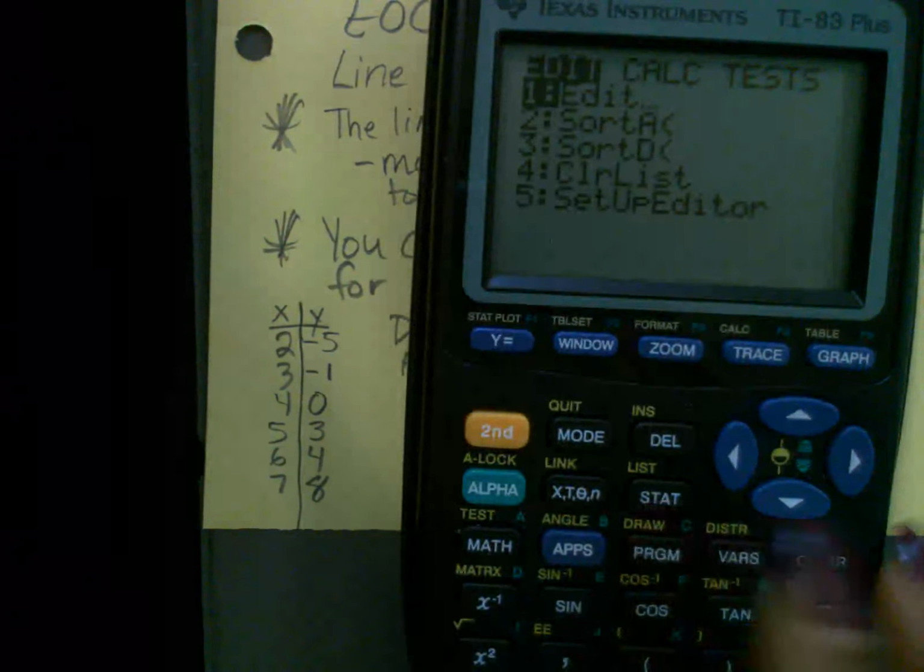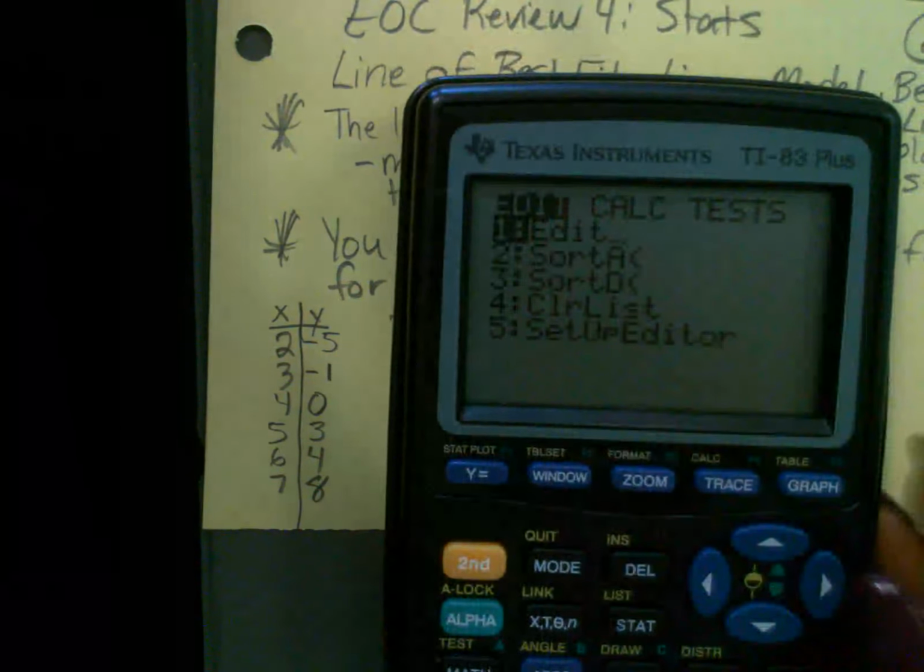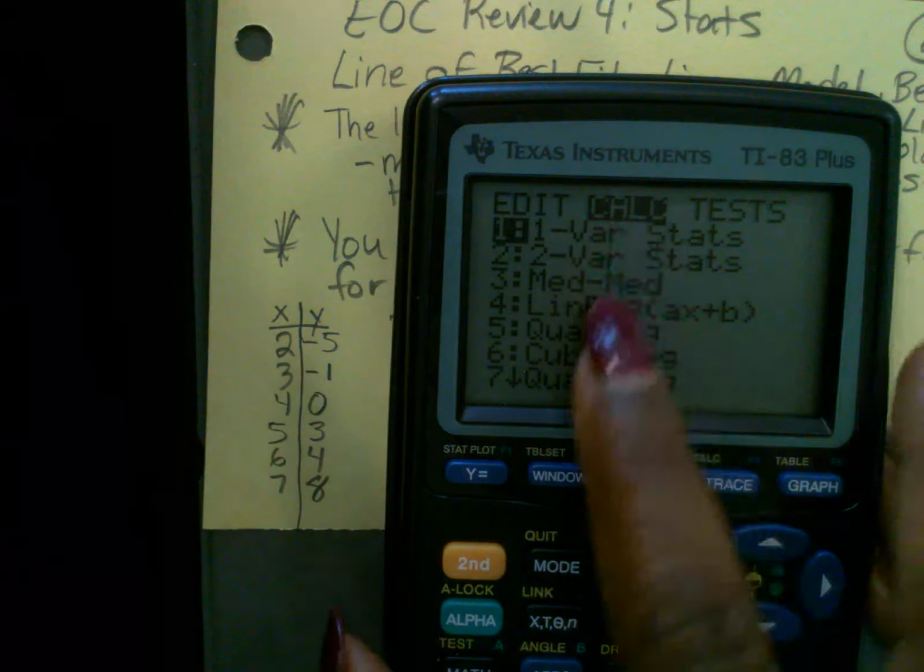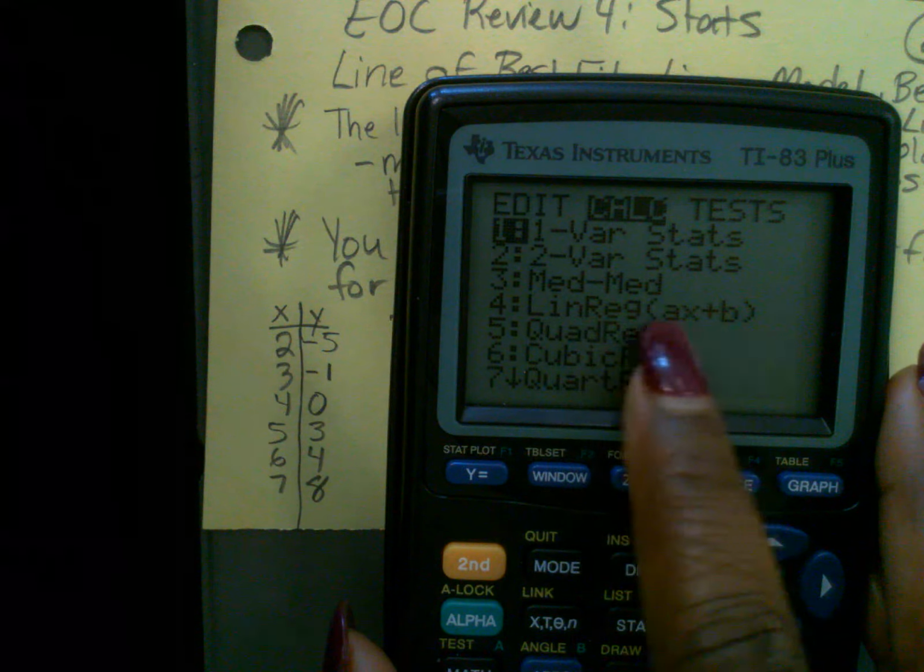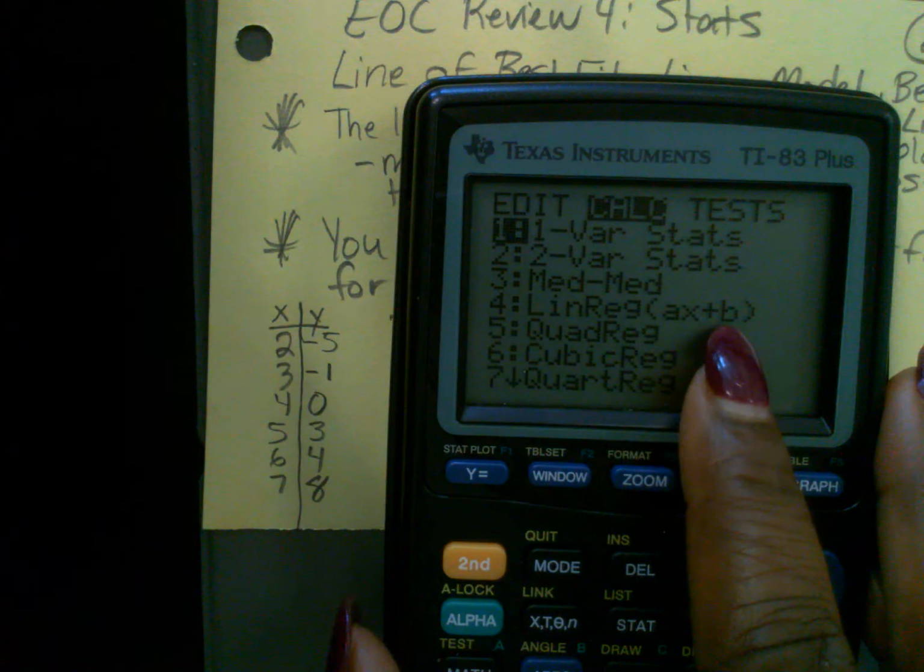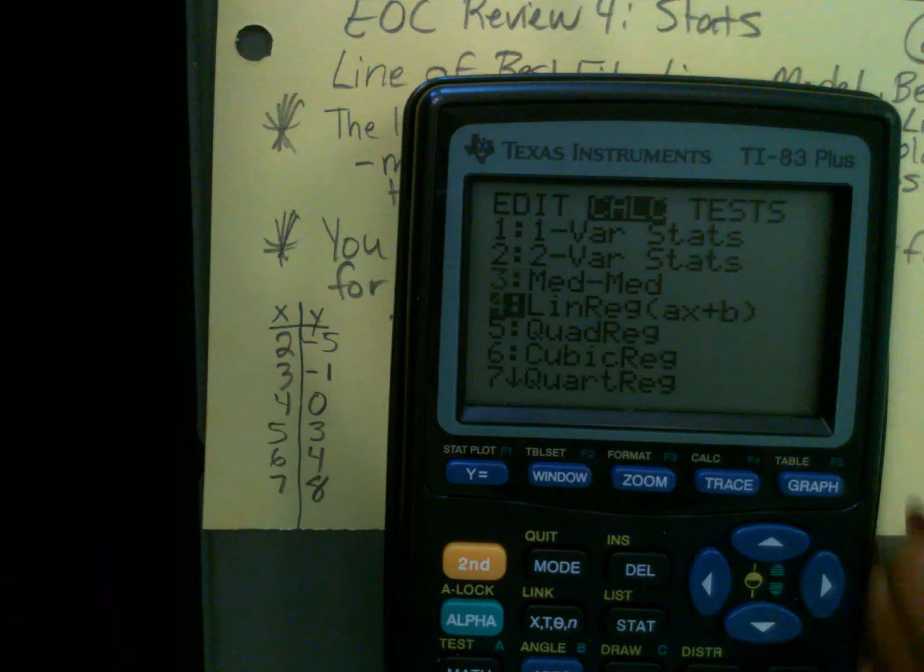All right, so now after I type them in, I go to stat, press the stat button. Then I arrow over to calc, and I'm going to go down to linreg. See right here where A is the slope and B is the y-intercept in the calculator? That's number 4.